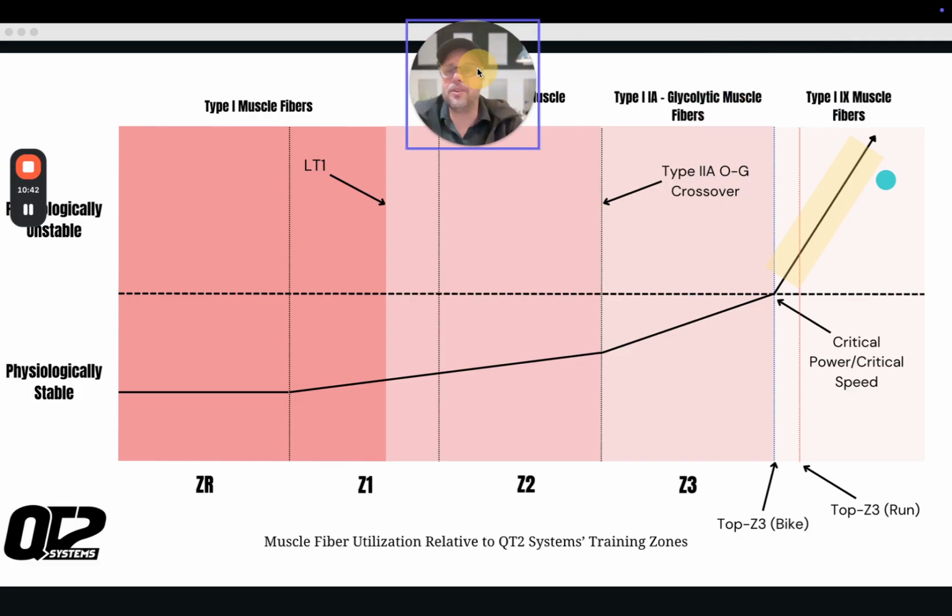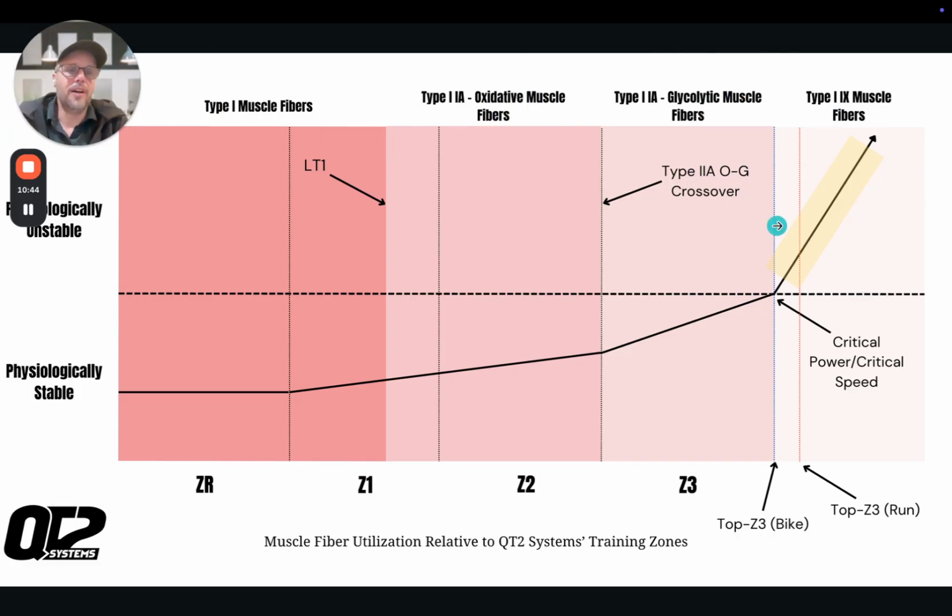From an energy system standpoint, let me move myself out of the way. We are operating up here. We are recruiting all aerobic systems, all available type 1 fibers, all available type 2A oxidative fibers, all available type 2A glycolytic fibers. And so we have maximal recruitment of all of those fibers due to the high intensity. This significantly challenges oxygen delivery and utilization across all recruited fibers, particularly type 2A oxidative and type 2A glycolytic. This promotes an oxidative shift in type 2A glycolytic, making them more endurance capable.